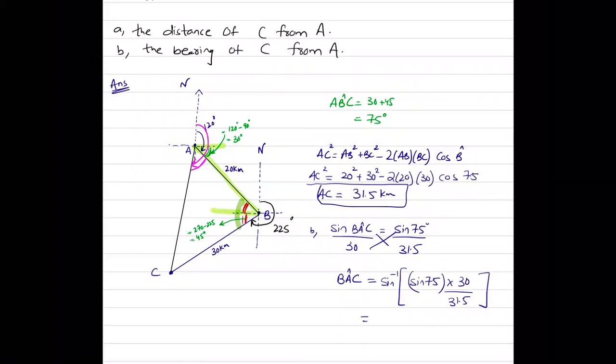Five point two two. No. I think you are doing some error in the calculation. Sine of 75 degree times 30 divided by 31.5 and sine inverse of this answer. 66.9. So somewhere around 66.91.